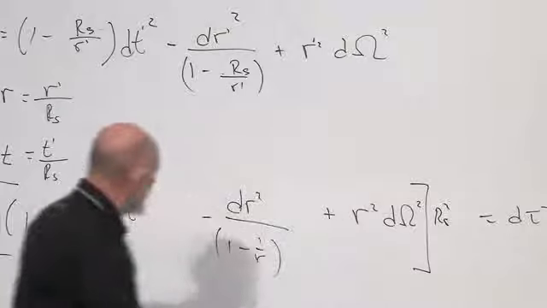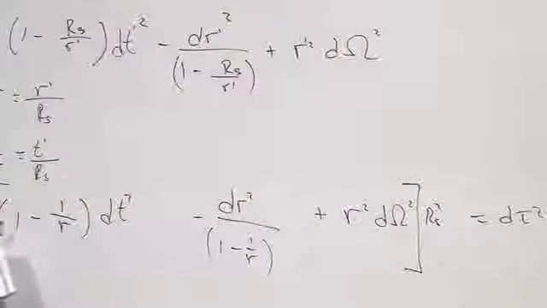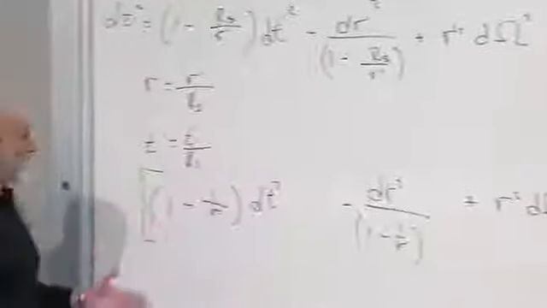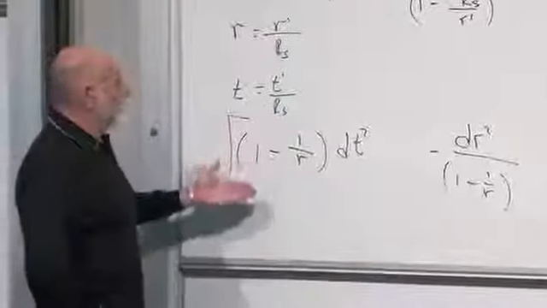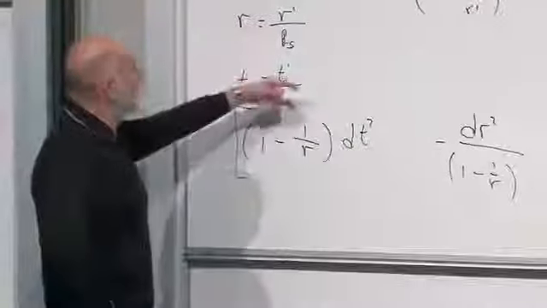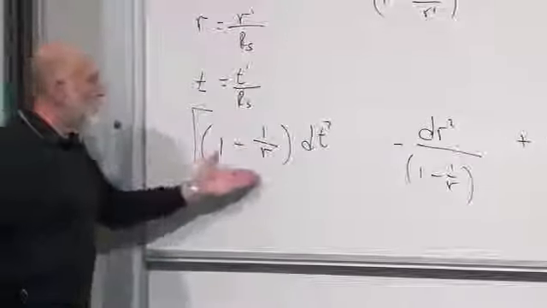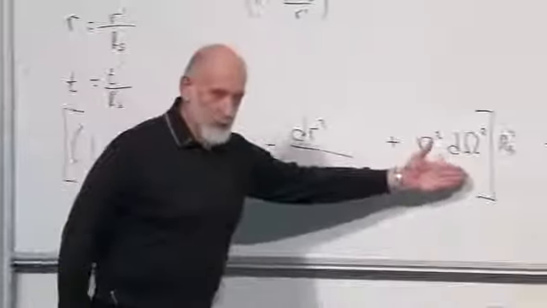All you have to remember is this simplified version. Of course, what is this? What appears in the brackets? That is the metric that we would have written down if 2mg was equal to 1. If 2mg happened to have been equal to 1, we would have written down this in the first place.